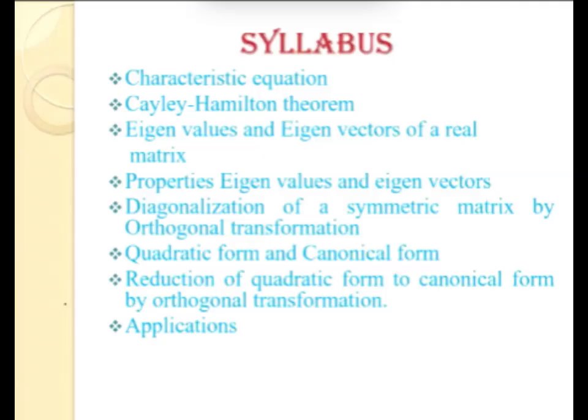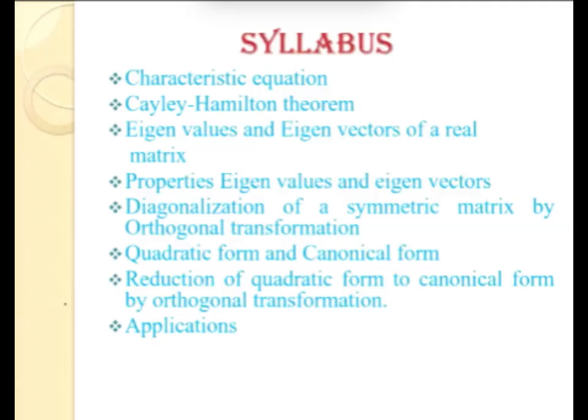That's why in this unit we will deal with the idea of matrices in a proper, cohesive and very elaborate manner. First we will go through the content of this Unit 1. We have to deal with the characteristic equation of a matrix. Next comes the Cayley-Hamilton theorem, eigenvalues and eigenvectors of a real matrix, properties of eigenvalues and eigenvectors, diagonalization through orthogonal transformation, and thereupon we will move on to the reduction of quadratic forms to canonical forms by orthogonal transformation, and finally we will proceed with the application part.